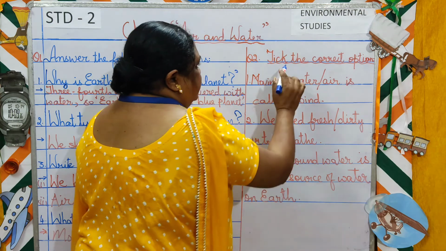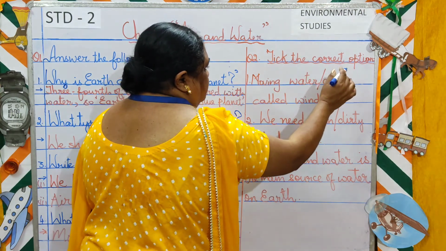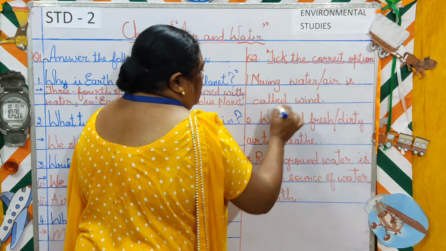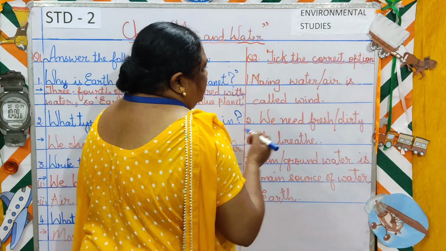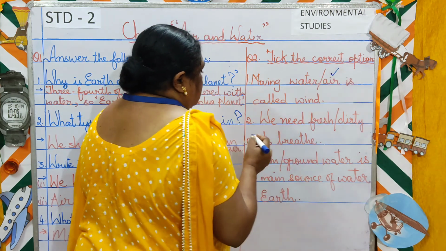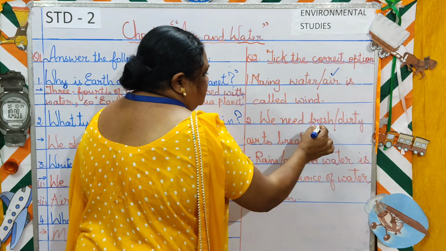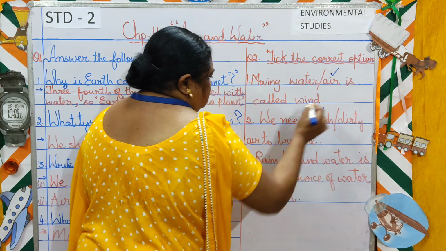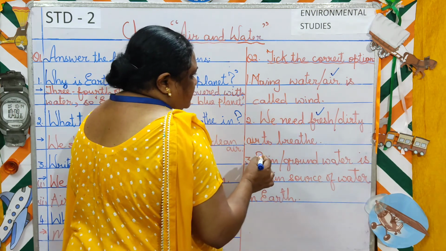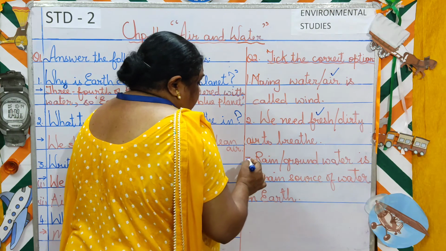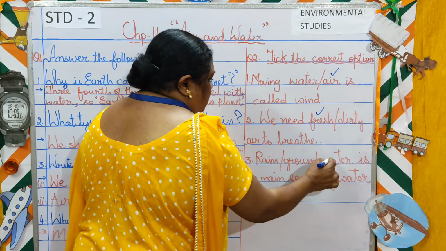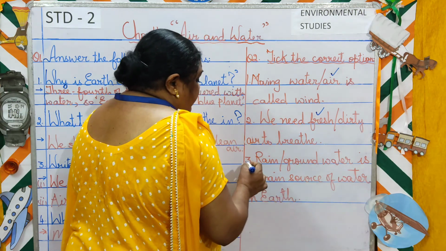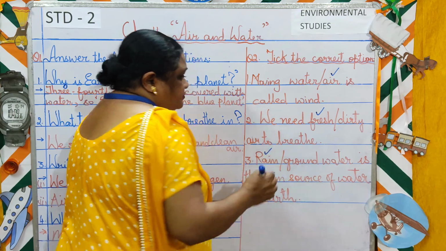Now coming to the next question, children. Question 2. Tick the correct option. Number 1. Moving water or air is called wind. The correct option is air. Number 2. We need fresh or dirty air to breathe. We need fresh. Fresh is the correct option. Number 3. Rain or groundwater is the main source of water on earth. The correct option is rain.